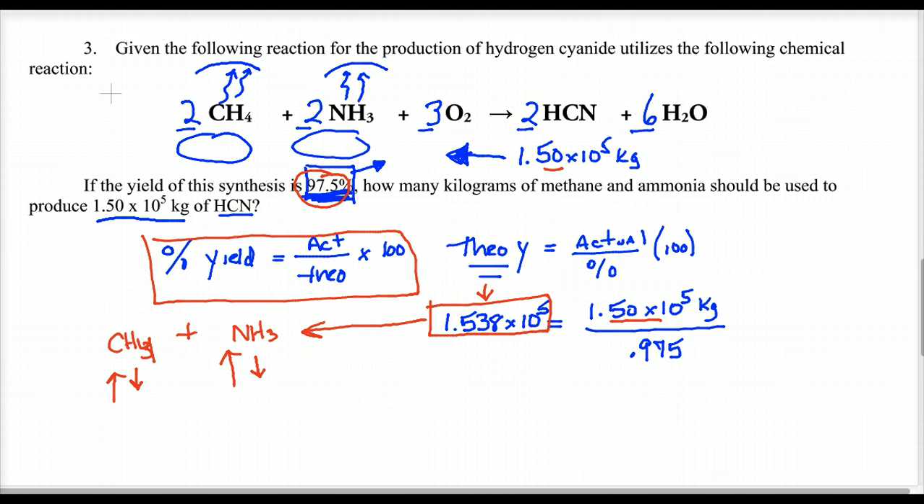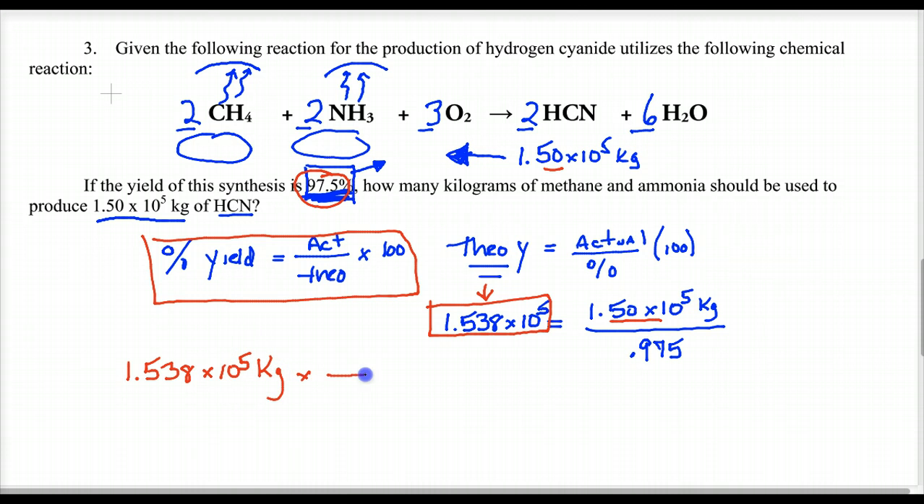So in any case, I'm going to get rid of some stuff in my way here. Now we're going to do some straight stoich problems. I've now come up with my theoretical, which assumes that's how much I would have made if there was no error. And now I can go back. So given that value, now it's just a straight stoich problem. 1.538 times 10 to the 5 kilograms.